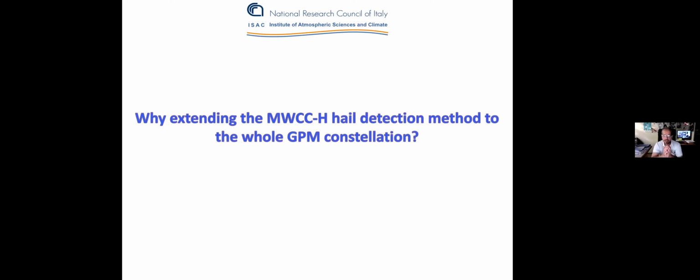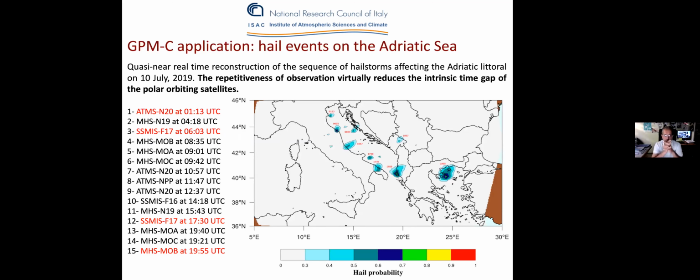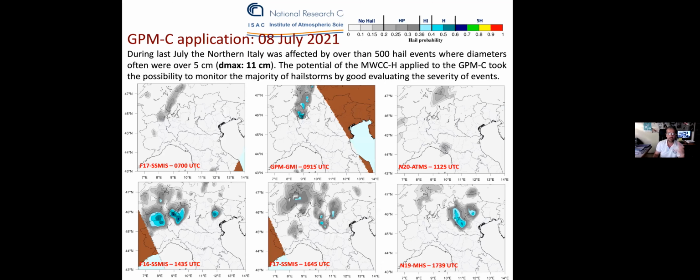A question: why extend MWCC-H for detecting AL to the whole GPM constellation? Well, the reason is maybe better explained in the next slides. By using the whole GPM constellation, we virtually reduce the intrinsic time gap of a polar orbiting satellite. Here you have an example where a sequence of AL storm events has been reconstructed from the early morning to the late day. The second example is here.